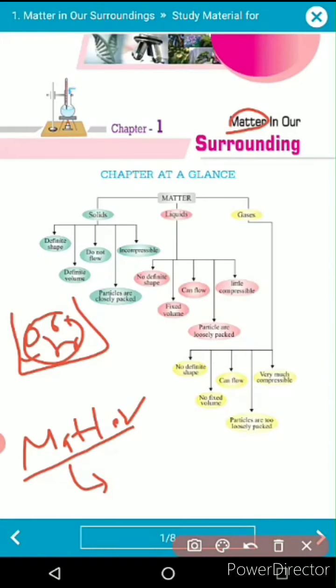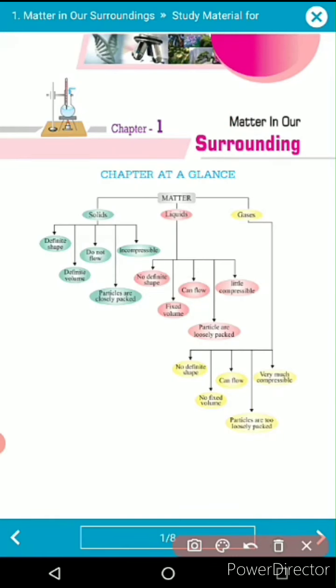Suppose you have blood in your body. Blood will occupy some area of the body. So we can say that the matter occupied in a body is blood. So matter is anything which occupies space, which needs space.